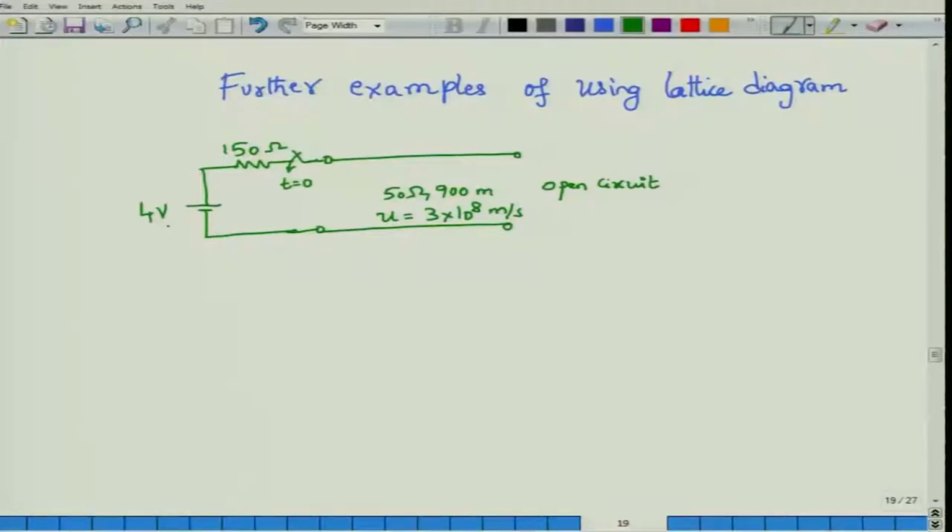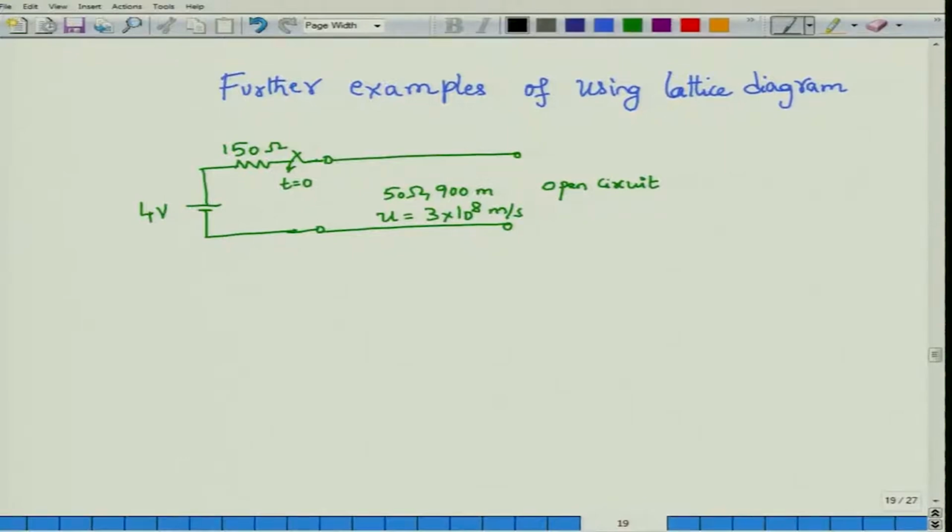in order to solve the following problem. We have a battery which is producing a 4 volt DC voltage. It has an internal resistance of 150 ohms. It is connected to a transmission line circuit which is 900 meters long and terminated in an open circuit. The characteristic impedance of the transmission line is 50 ohms, and the velocity with which the voltage would propagate on this transmission line is 3 into 10 to the power 8 meters per second.